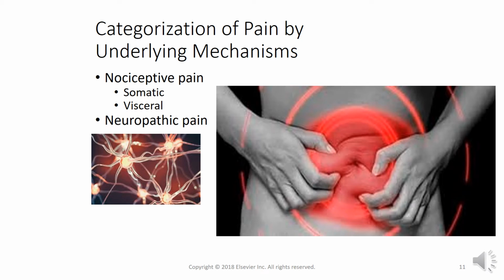So to recap right there, we have nociceptive pain, which can be somatic or visceral. Somatic pain is skin, muscles, skeleton, joints, connective tissue. Visceral pain is organ pain. Then we have neuropathic pain, which is nerve pain, like you would have in sciatic nerve damage or diabetic neuropathy.